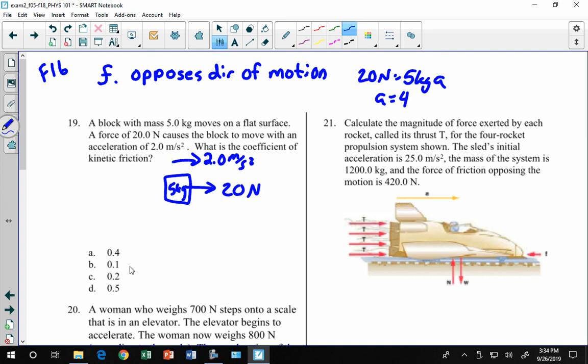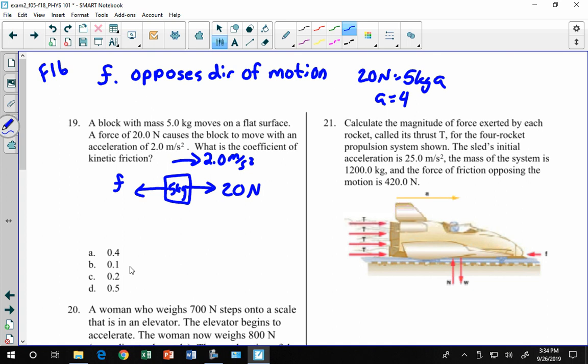All right, let's just work it out. Okay, maybe you're not seeing that yet. That's okay. So I know that there's another force acting in this direction, and it's our frictional force. I know it's in that direction because it opposes the direction of motion. Nothing new here. This is exactly what we did before.